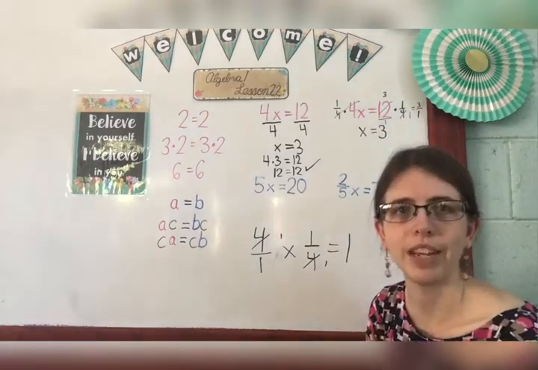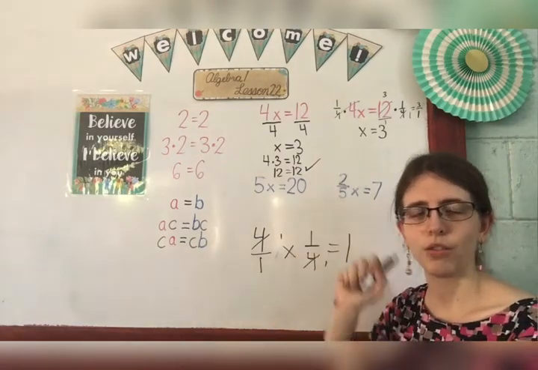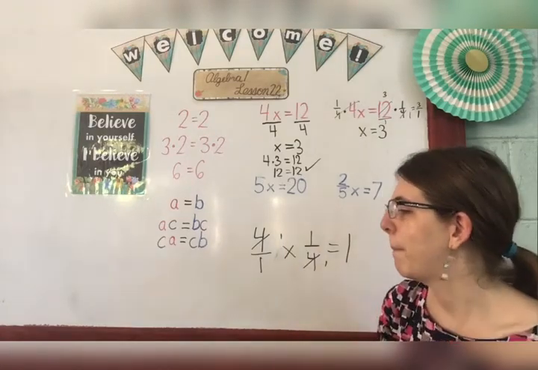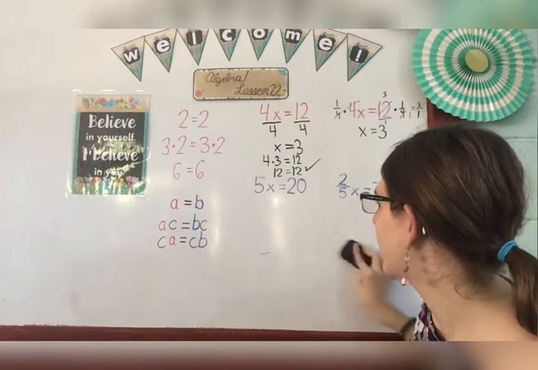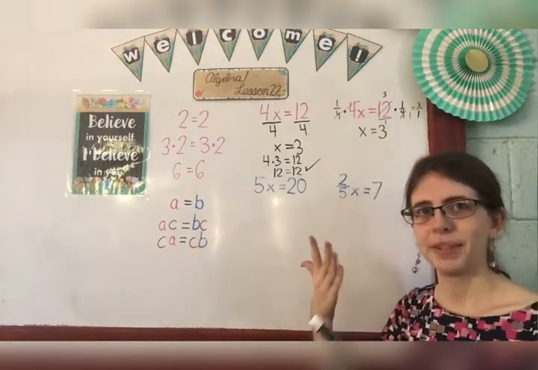X equals 3. So see how I got the same answer? And then I would put 3 in place of x and check my problem. I'm not going to, for time's sake. So you can use either the reciprocal method or the division method, doing the opposite.